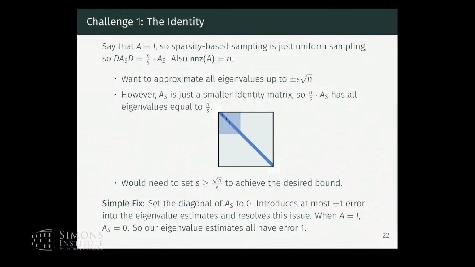A simple fix here is you can zero out the diagonal of A. You can show that this doesn't affect the eigenvalues too much, and it resolves this one case. But you might suspect that this sounds like a Band-Aid, like it fixes the identity case, but there must be some other similar cases, right?